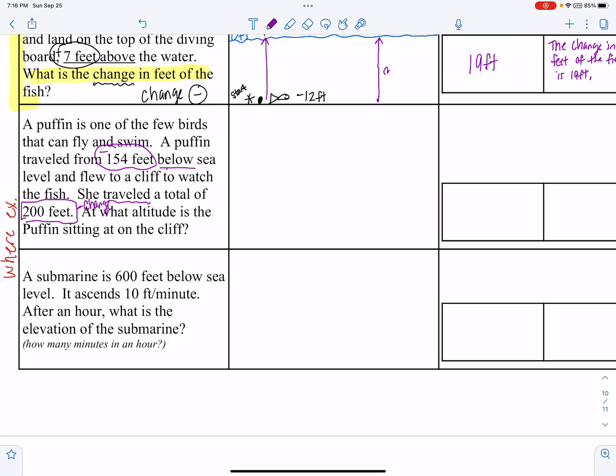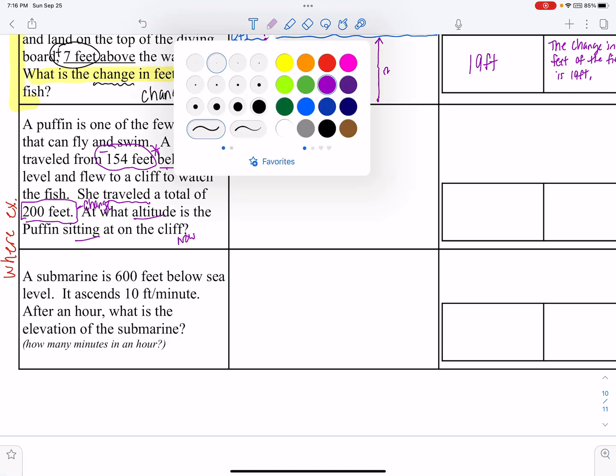So notice how I'm making little notes. At what altitude is the puffin sitting on the cliff now? So where are we at now, or where are we at the end of this? So I have a start, I have a distance traveled or change, and I'm going to end up finding the ending location. So let's go ahead and draw our pictures.